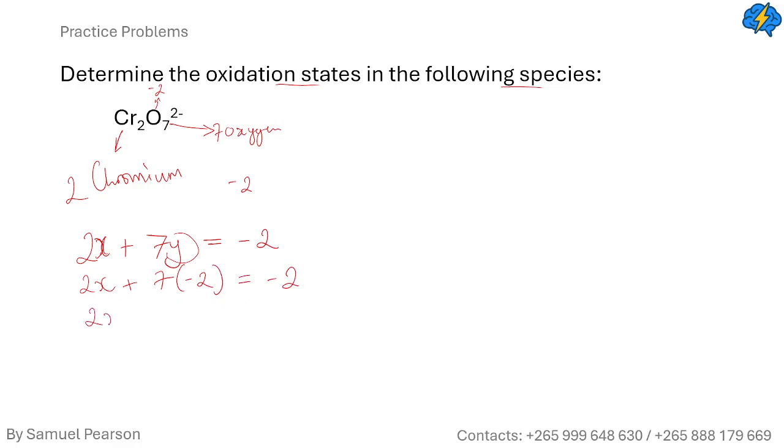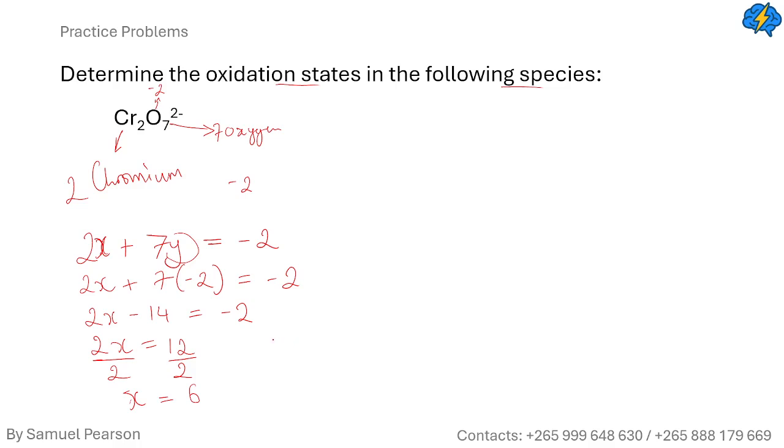When we simplify, we get 2x minus 14 should equal negative 2. Combining like terms, we get 2x is equal to negative 2 plus 14. Negative 2 plus 14 is positive 12. Dividing both sides by 2, we get x is equal to 6.